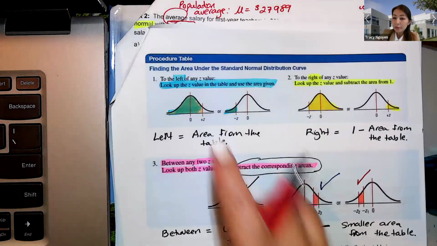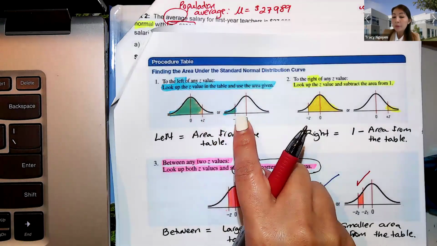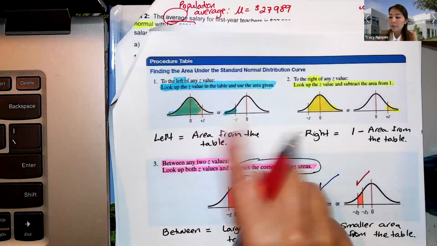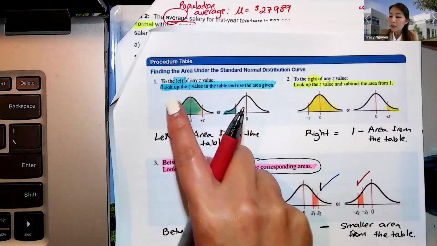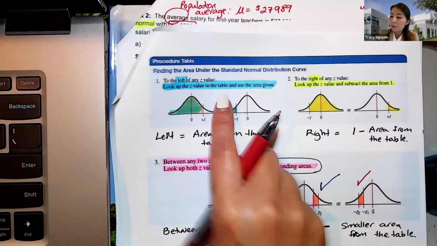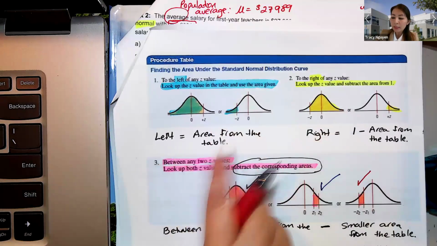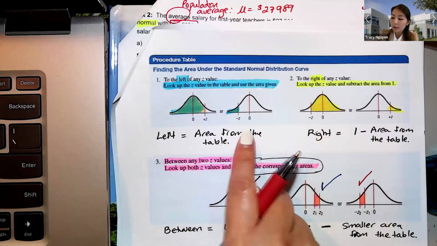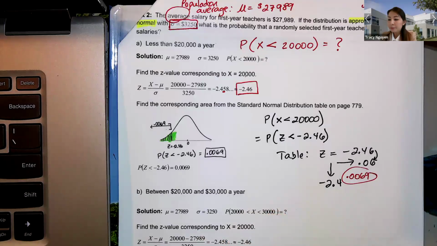To find the area to the left of any Z value, our Z value here is negative. But remember, Z can be negative or positive, but the area is always positive. Then we just look up the Z value from the table and use the area given, right? So meaning that left is directly from the table, equal to the area from the table here. So therefore, we have this, all right?